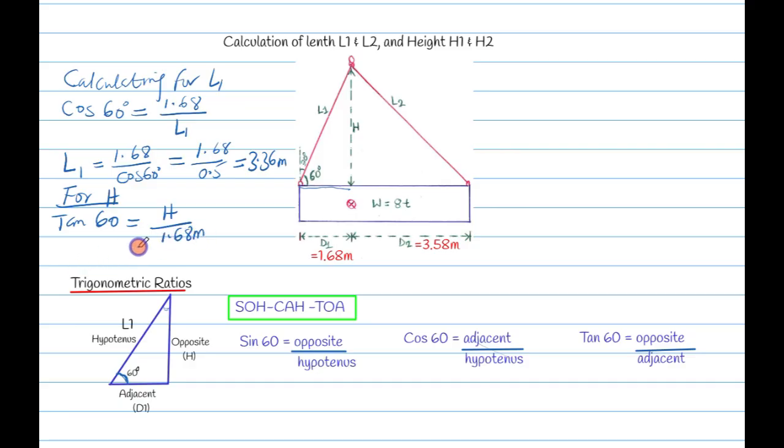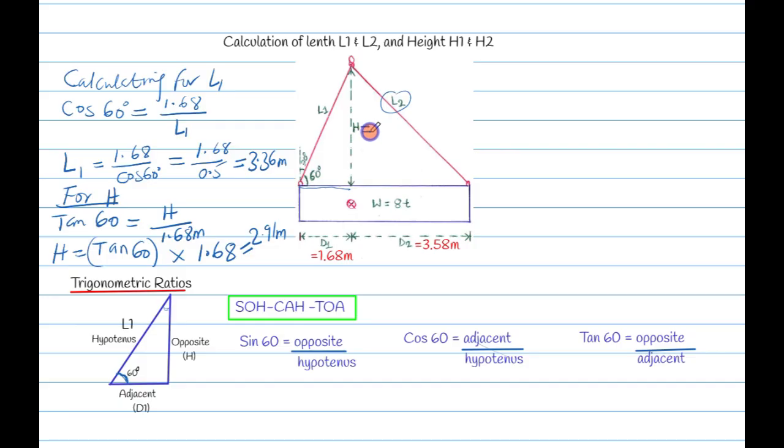1.68 meters. So here I'm going to cross multiply, so h will be equal to tan 60 multiplied by 1.68. So h will give me a value equal to 2.91 meters. All right, now I'm going to calculate for L2.